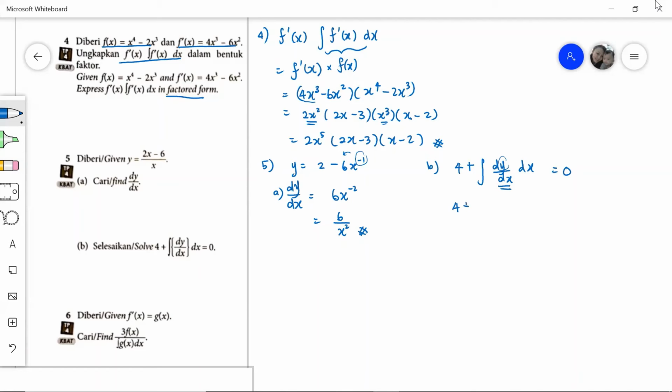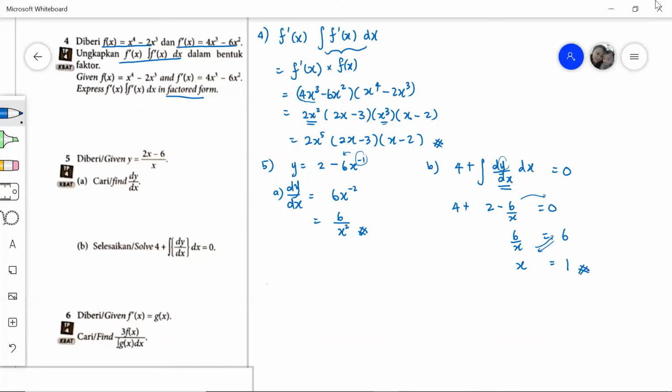So 4 plus y, and y is actually 2 minus 6 over x, equals to 0. And therefore, 6 over x, bring this over, equals to 4 plus 2, which is 6. Therefore, to find x, swap the position. So we got 1. So the answer x equals to 1.